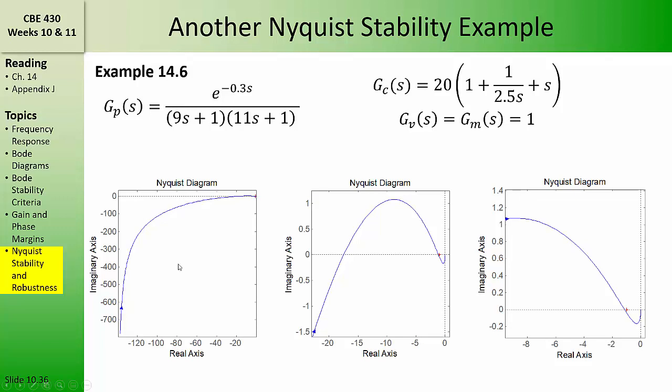The Nyquist plot for this open loop transfer function is shown here at three different magnifications. At the largest magnification, we can see that the Nyquist plot begins at very low frequency with a negative real part and a negative imaginary part. And then it approaches the origin.